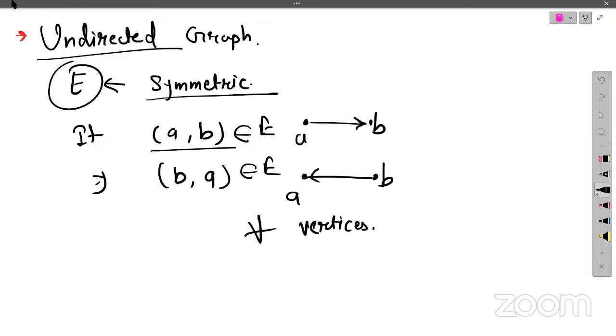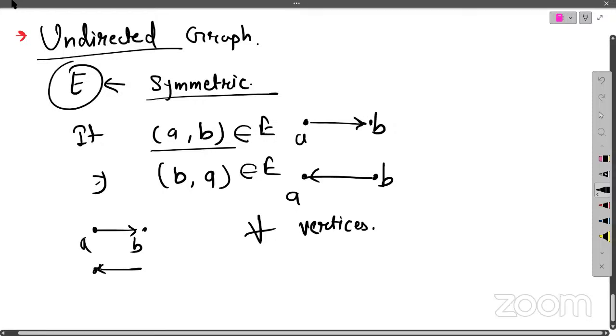Ma'am, you just said directed, right? No. This is the definition of an undirected graph. Undirected graph means we don't have any particular significance of direction. You can go from A to B, and also you can come back from B to A. Oh, okay. Sorry, ma'am. Understood. Right. So there is no particular fixed direction.